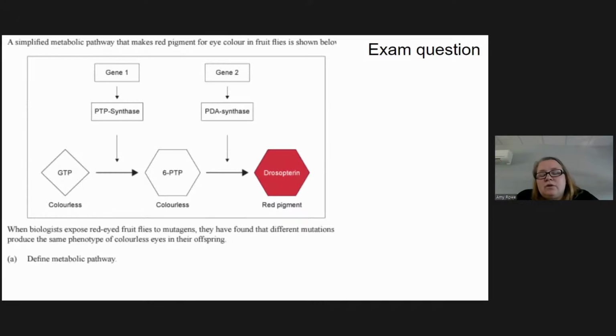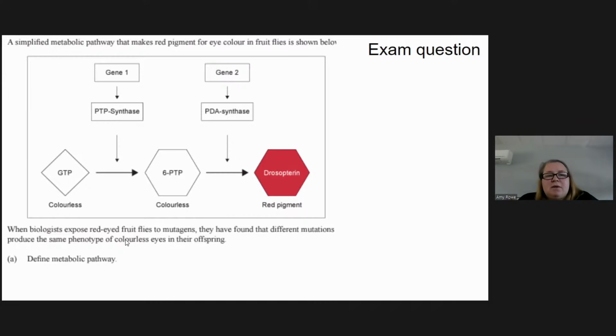Okay, so when we're talking about metabolic pathways, generally the easiest way to get our head around it is to look at lots of different examples. So here is a simplified metabolic pathway that makes red pigment for eye colour in fruit flies. And this was an exam question from, I think it was 2016 maybe.